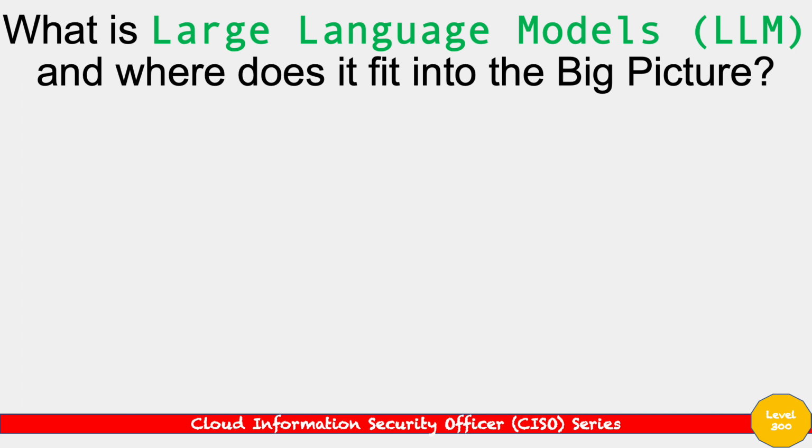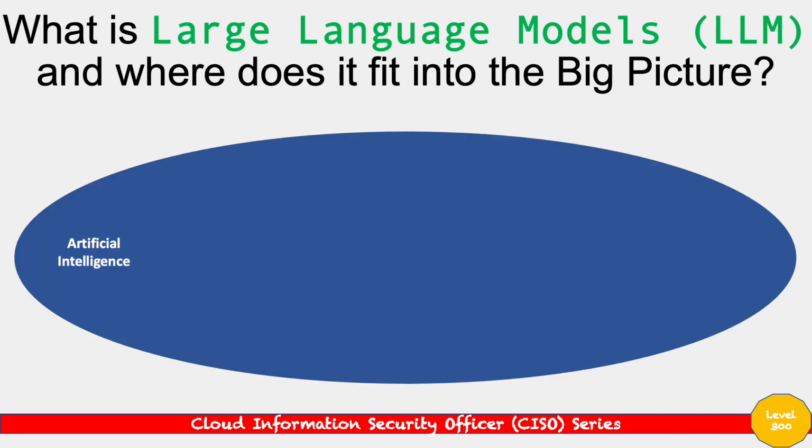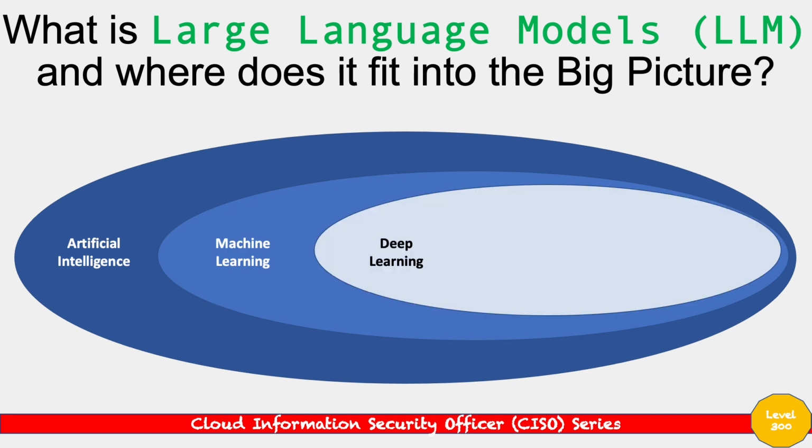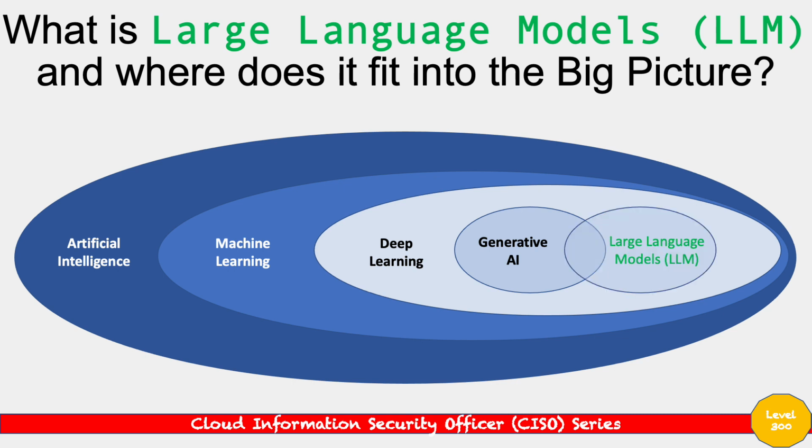From the previous course, we discussed artificial intelligence. We also discussed that machine learning is a subfield of artificial intelligence, and deep learning is a subfield of machine learning. We also covered generative AI and where that fits in. In this course, LLM fits right next to generative AI, and it is a subfield of deep learning.